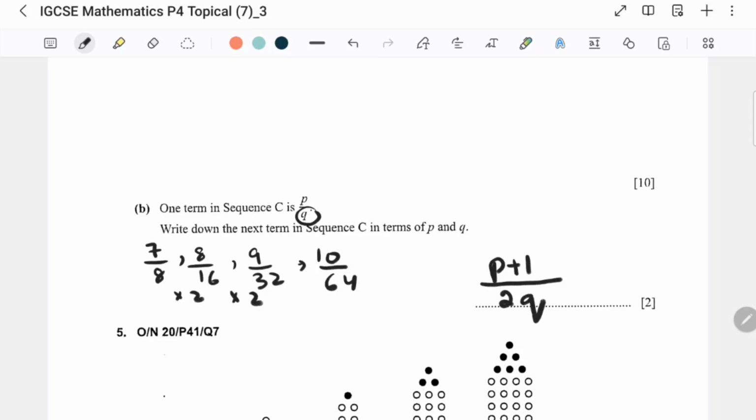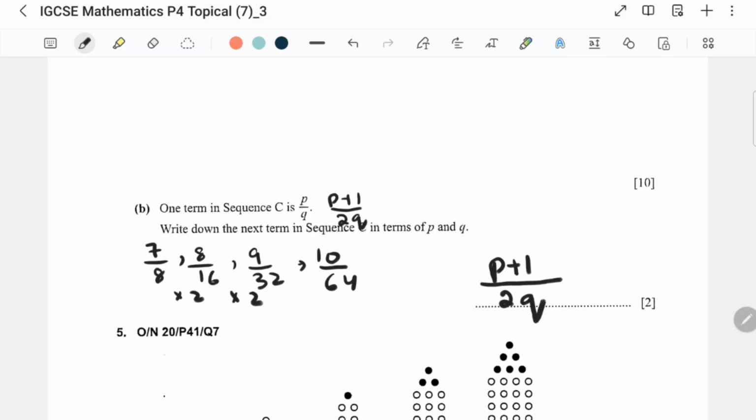If it is p upon q, then the next will be p plus 1 and the denominator will be 2q every time. Because if it is 7, then 7 plus 1 is 8, and the denominator is 8, then 8 into 2 is 16. If in the numerator it's 8, then 8 plus 1 gives 9, and the denominator is 16 times 2. Okay, so I hope you understood.